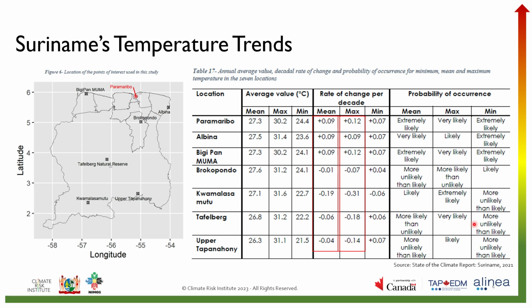And then finally, for the minimum temperatures, we can see all of the regions have positive values except for Kwamalasemutu, which has a negative value and is showing a cooling or a decrease in minimum temperature.